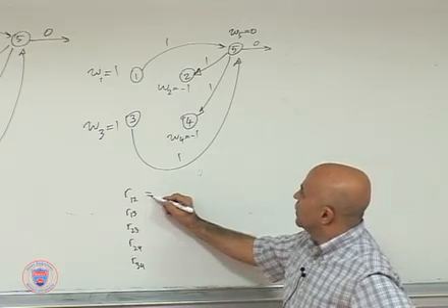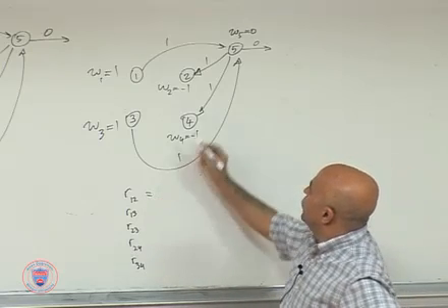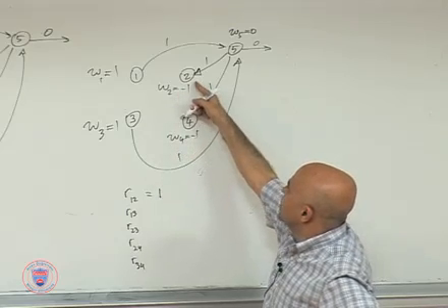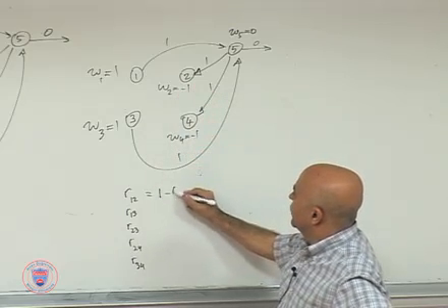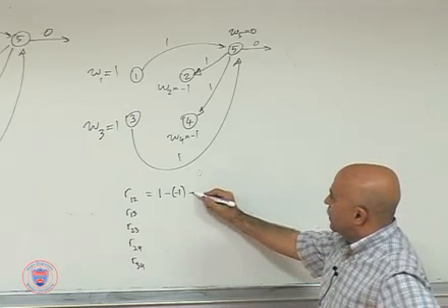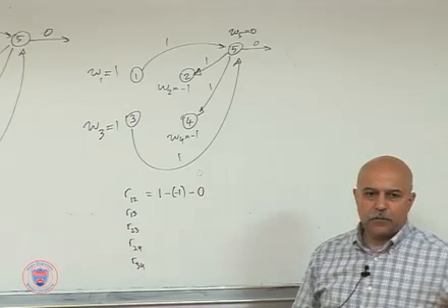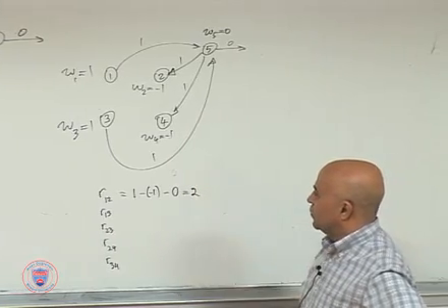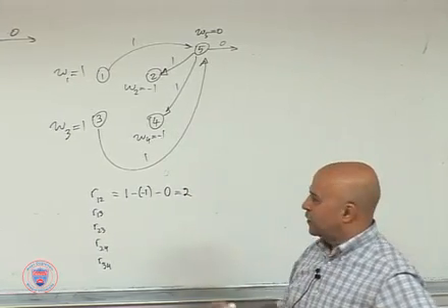R12 is W1, which is 1, minus W2, minus 1, minus the cost of that arc, which is 0. So it gives you 2. So you can actually enter that particular one.